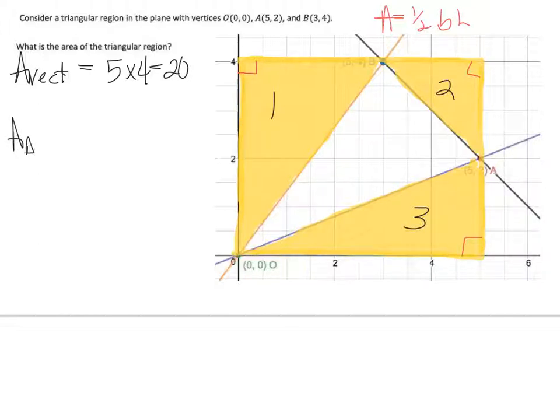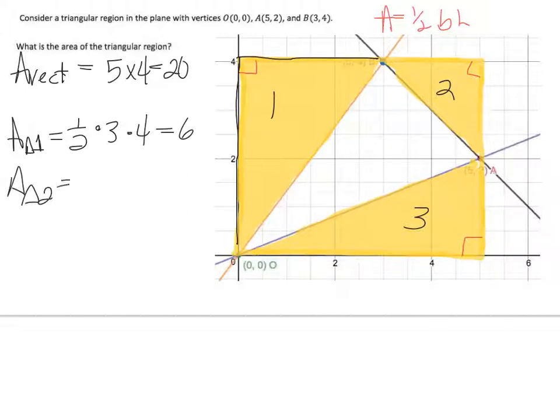Now I can do the area of the triangles. So area of triangle 1 is 1/2. Base is 1, 2, 3. Height is 1, 2, 3, 4. So that's 12, 6, and then the area of triangle 2 is 1/2, 1, 2, 1, 2.